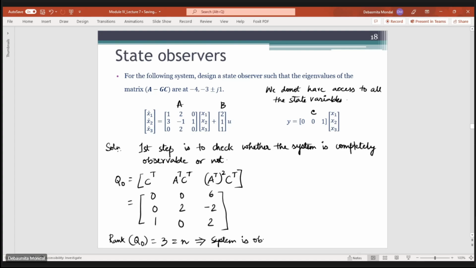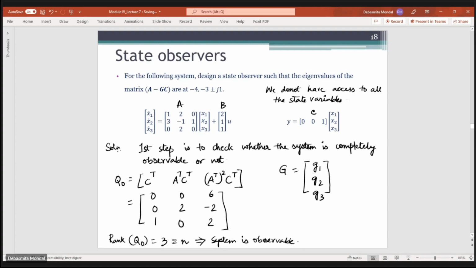Once you have verified that the system is observable, we can move to the next step and design the state observer according to the given specifications. Since the eigenvalues are given, let's say the observer gain is G, so we have to find out the values of G1, G2 and G3.